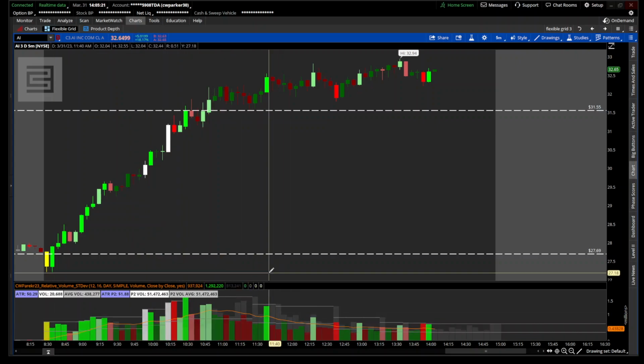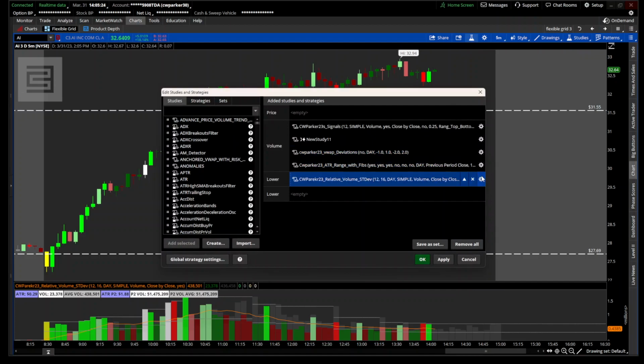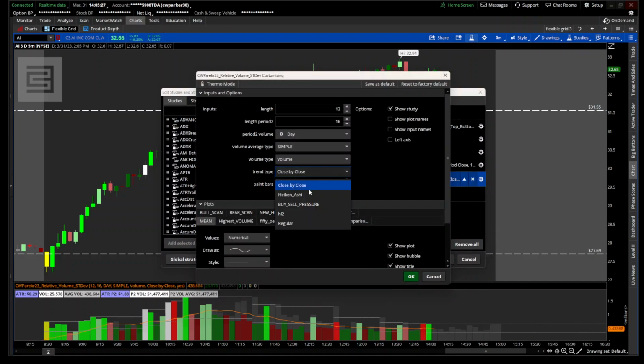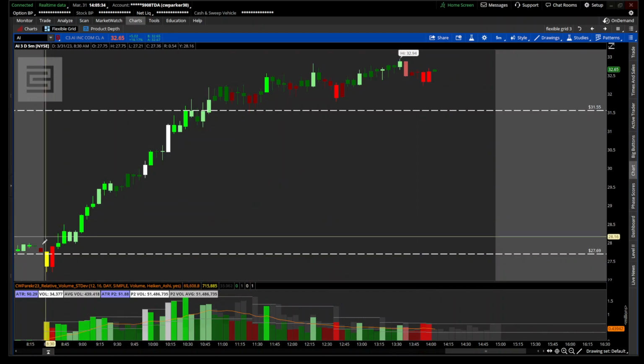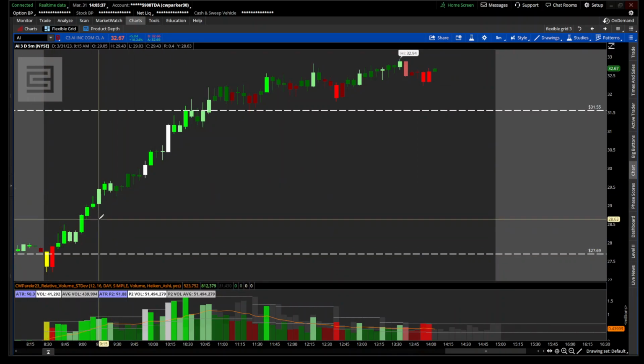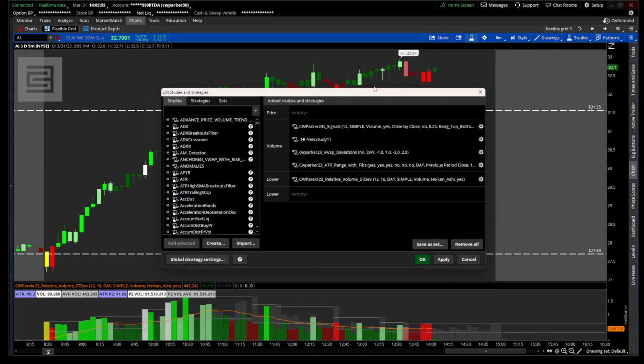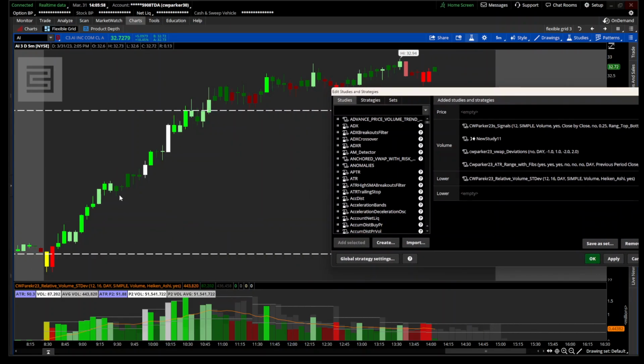But for the most part, it's all according to whatever trend you choose. You could choose close by close: if close is greater than the previous close, that'll be your trend. You could change to Heikin-Ashi, and this gives you a new trend, a new profile. But the colors of the bars, whether bright green and bright red, or dark green and dark red, are according to volume. But the trend, whether it's green or red, I just say positive or negative, would be according to the trend. And this is the trend for Heikin-Ashi, and you can see it's basically all the way green through.